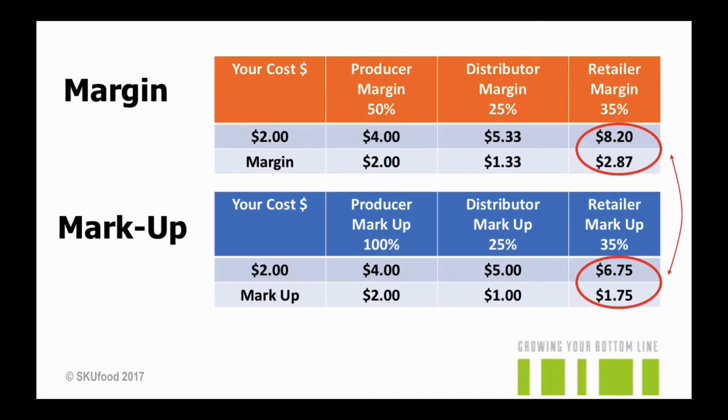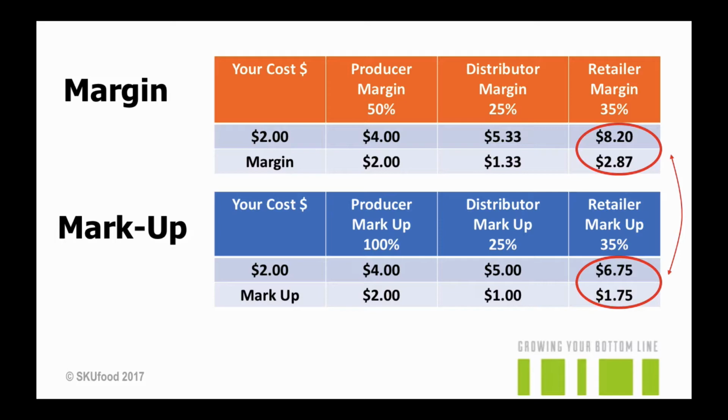Here's another example we can look at to compare margin and markup. In the top row, in the orange boxes, we can see we're looking at margin. So your cost is $2 and you want to have a margin of 50%. So that means you make $2 and you're going to sell that product for $4 in the marketplace. The distributor has a margin of 25% they want to get. So that adds another $1.33, which brings the product selling price at the distributor level up to $5.33.